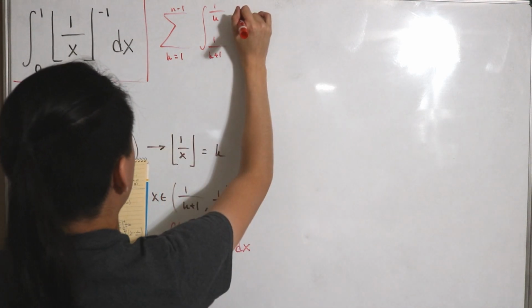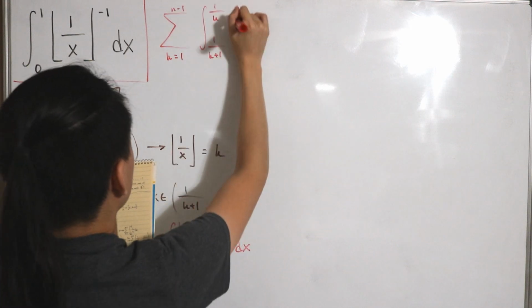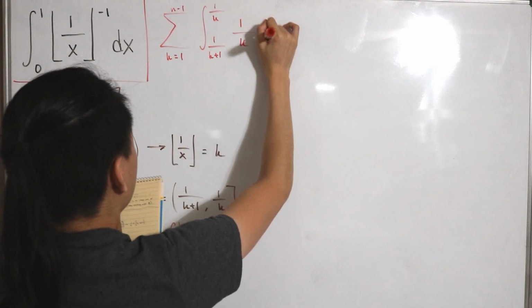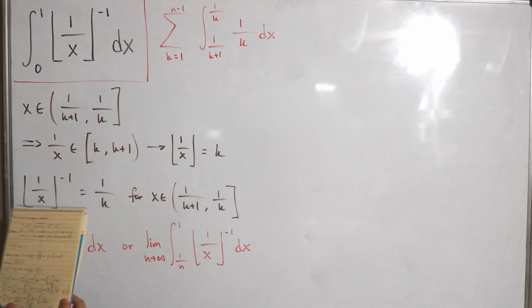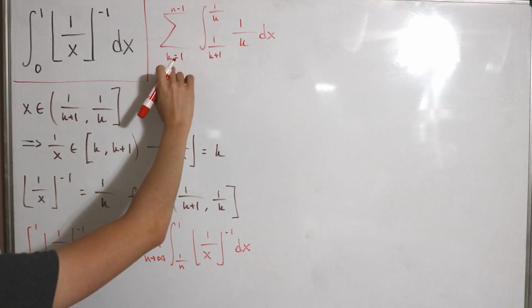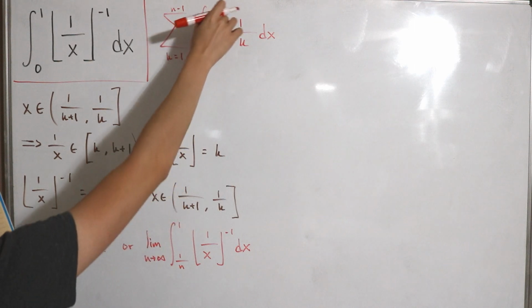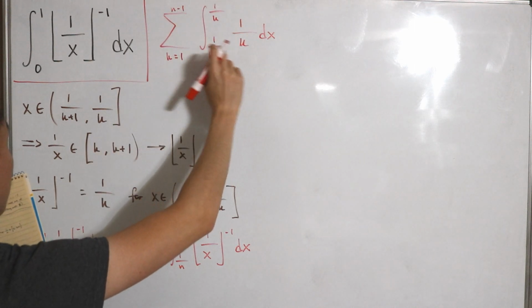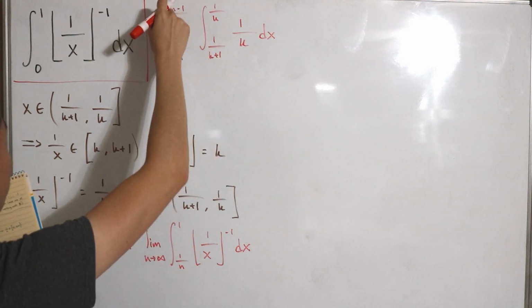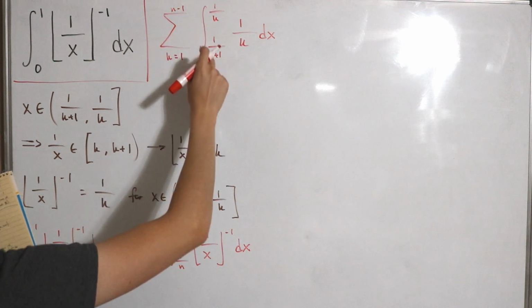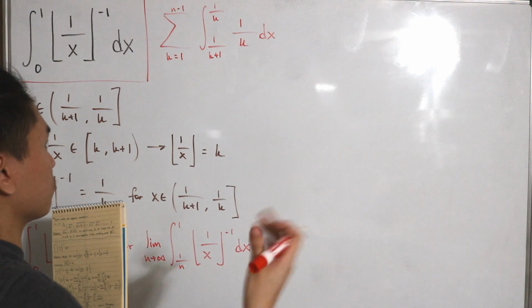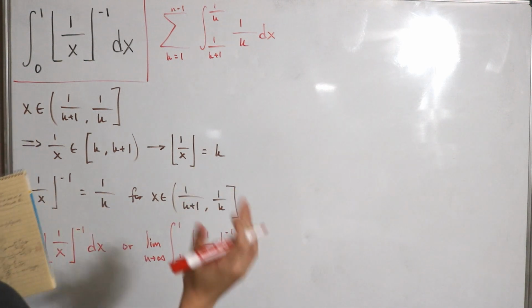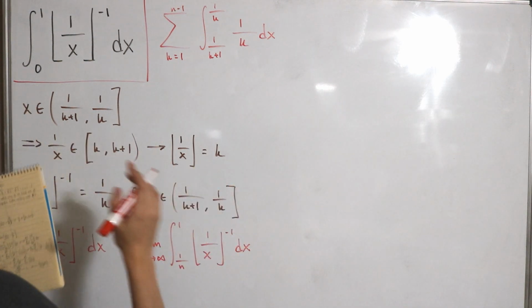So with this, we have 1 over k plus 1 to 1 over k of 1 over k times dx. And you can see that if you plug in those indexes, k equal to 1 gives us 1 and then 1 over 2, then k equal to 2 gives 1 over 2 to 1 over 3. So we see that we're breaking up these bounds, where the sub-intervals decrease each time.